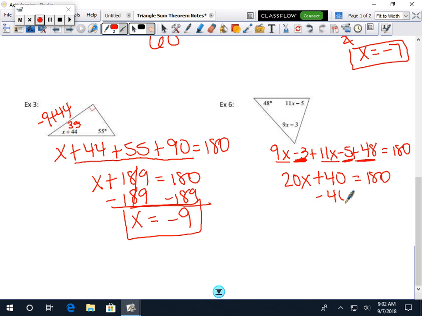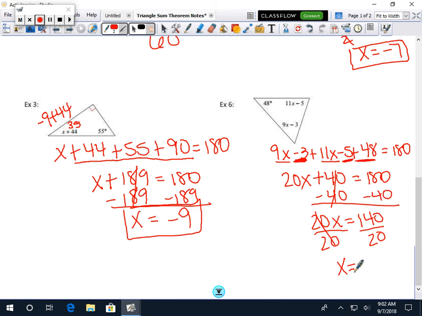I subtract 40 from both sides. I get 20x is equal to 180 minus 40, which is 140. Divide both sides by 20, and x is equal to 7. So the whole point of today's lesson, just know that the sum of all the angles in a triangle is 180 degrees.